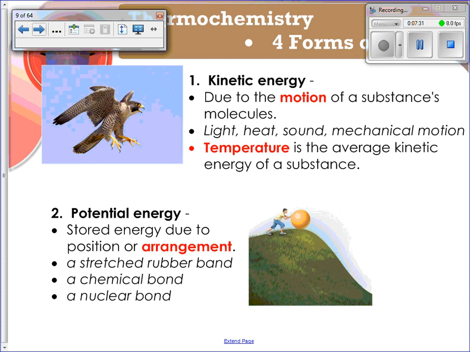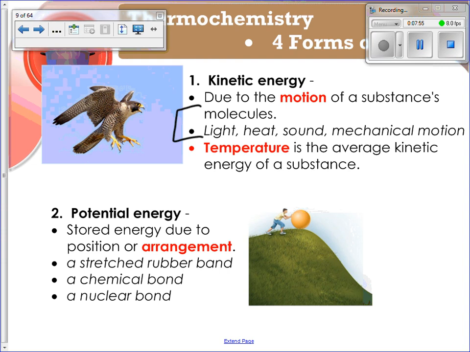So there are different types, 4 forms of energy. The first one is kinetic energy. It is due to the motion of a substance's molecules. Some examples of it: light, heat, sound, mechanical motion.